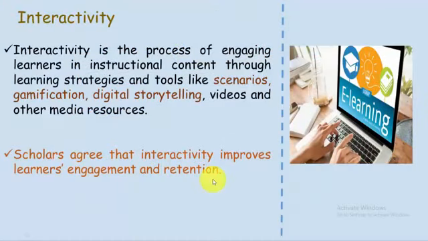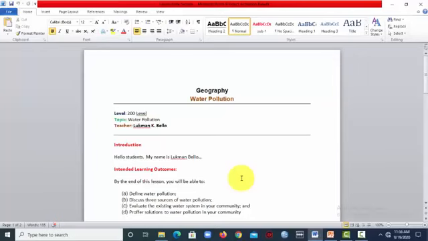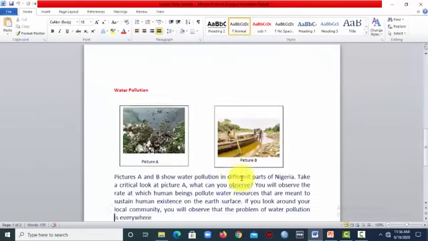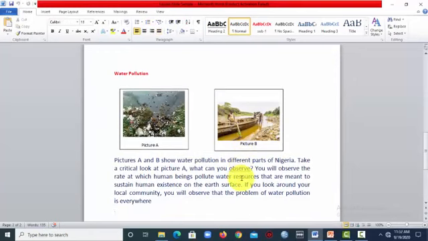Let me show you how you can do this when you are coming up with your course material. Now, assuming you are writing on something like this, maybe you are writing on water pollution. Now, look at this place now. You will see I've embedded two pictures here, picture A and picture B. Look at the statement here. This statement is making reference to the pictures above. Statements like this will improve interactivity in your content.